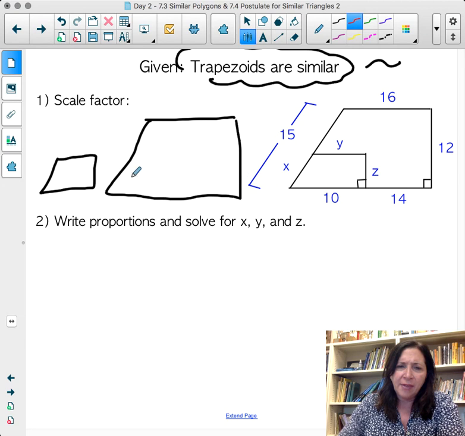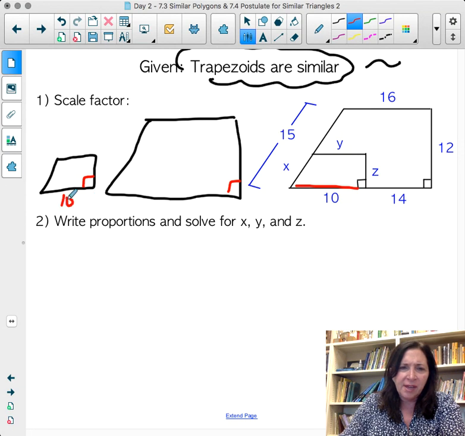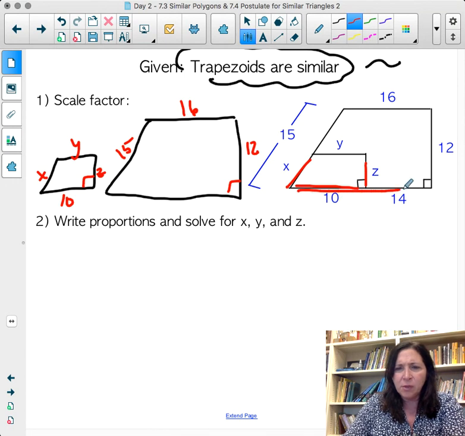So these are my right angles here. I know that this length here is 10, so that's 10. And that's z, that's from here. I know this is y, and I know that's x, because that's that length here. Now, on this side, I know that's 12. I know that's 16. This whole length here is 15. And my base is going to be this whole length here, which is 10 plus 14, and that's going to be 24.